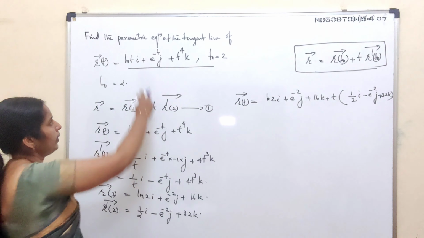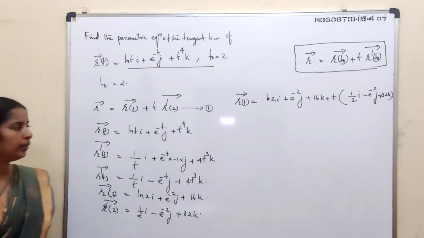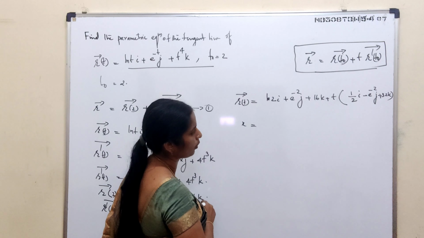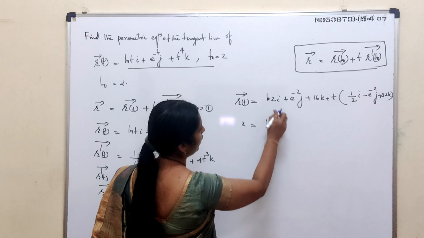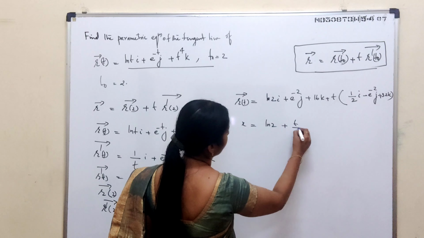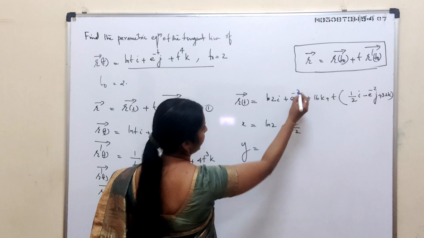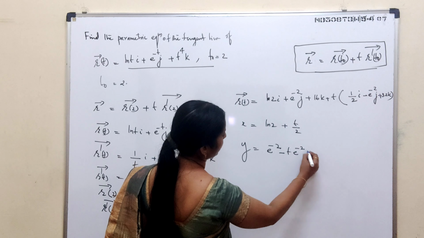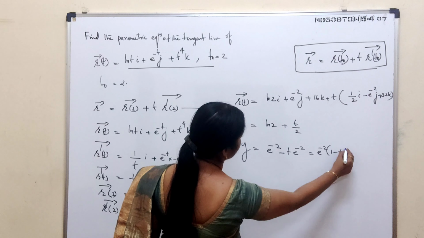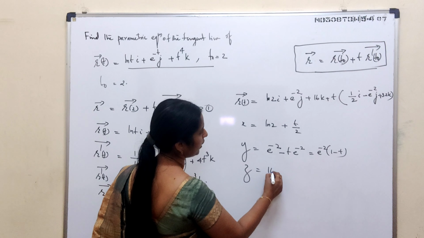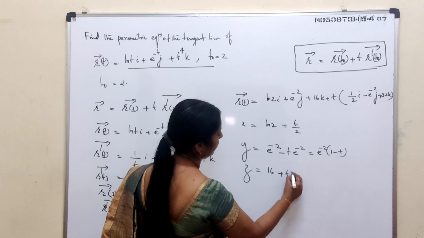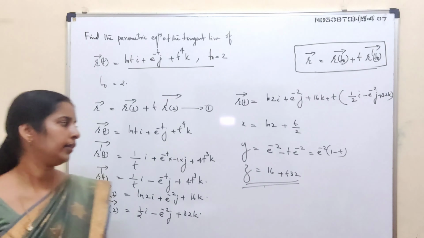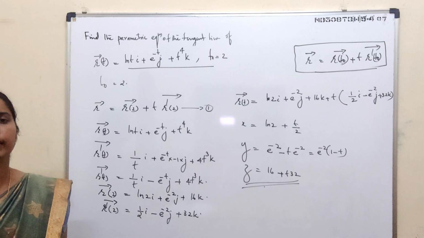Now here we have to find the parametric equations of the tangent line. So what are the parametric equations of the tangent line? x equal to x of t. x of t is the coefficient of i. What is the coefficient of i? Log 2 plus t by 2. y, coefficient of j, that is e raised to minus 2 plus minus t e raised to minus 2, that is e raised to minus 2 into 1 minus t. z is 16 plus 32 t. See, these are the parametric equations of the tangent line.